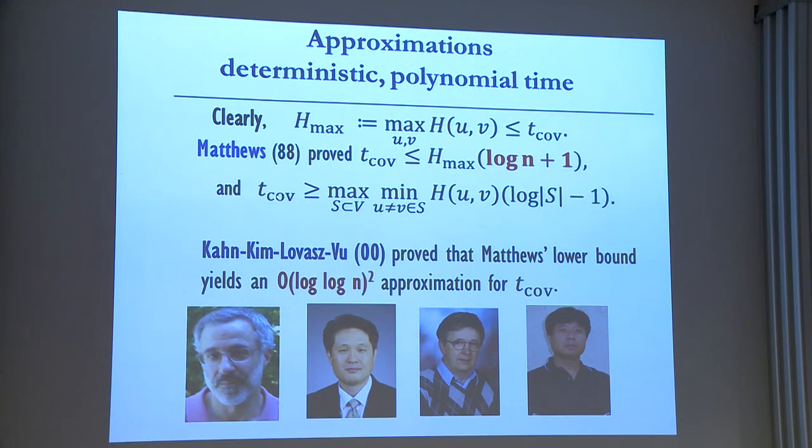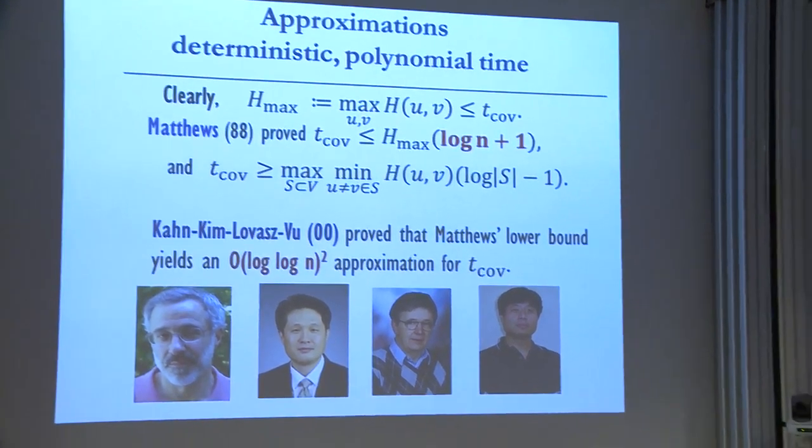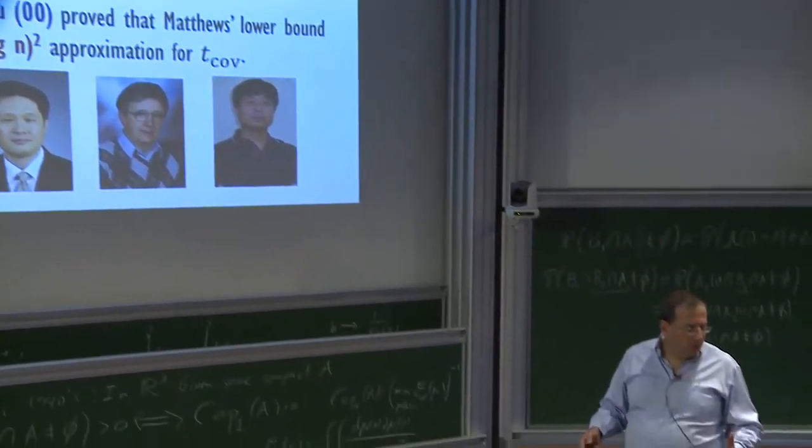But there's also a lower bound, so the cover time is at least the following. You maximize over subsets of the vertex set, and then you minimize over u different from v, the hitting time from u to v times the log of the size of the set. And what these people showed is that this lower bound, together with the maximal hitting time, which is also a lower bound, if you take these two together, then they are very close to sharp. So up to a log n squared, they give you the cover time.